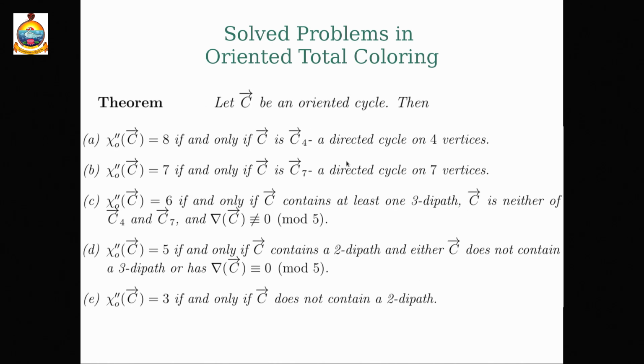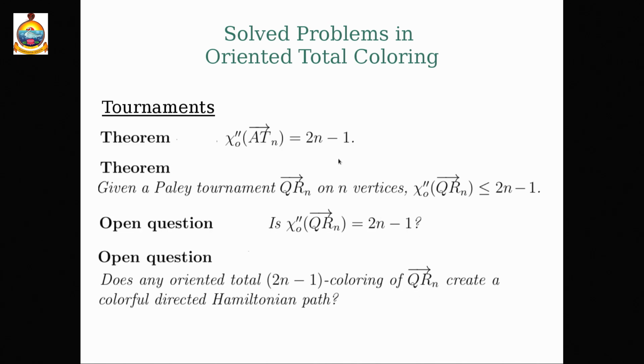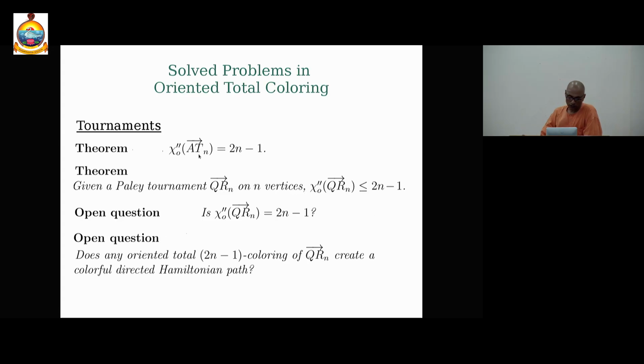And for oriented cycles, depending on how the orientation is, we have an elaborate result. And for tournaments, if the tournament is acyclic, it is pretty obvious. It's just a one-line argument to say that you need 2n minus 1 vertices for total oriented coloring. Now for Paley tournaments, we can ask this question. A Paley tournament is not acyclic; it has cycles.